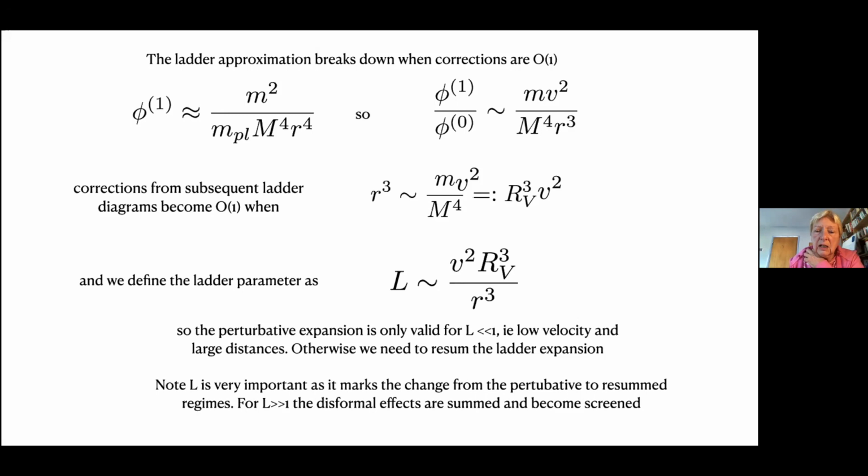If I define the ladder parameter L as v squared r_v cubed over the orbit, little r cubed, then my perturbative expansion is good when L is much less than one. This is low velocity and large distances. And if this is much bigger than one, then the ladder approximation will break down. The correction terms are the same order as the first term, or perhaps higher. And we need to do something else.